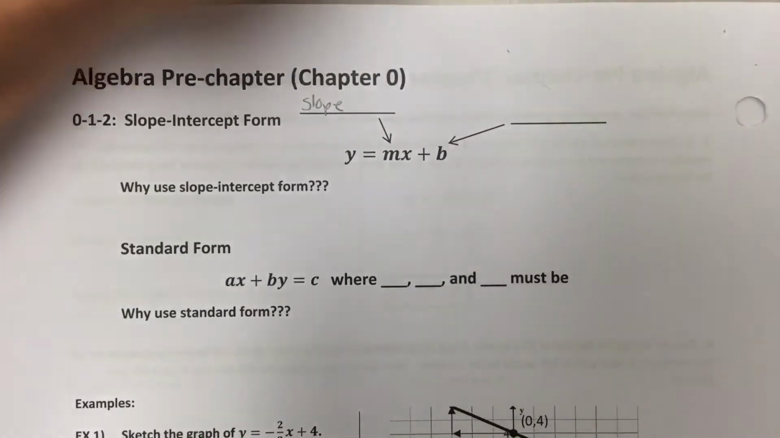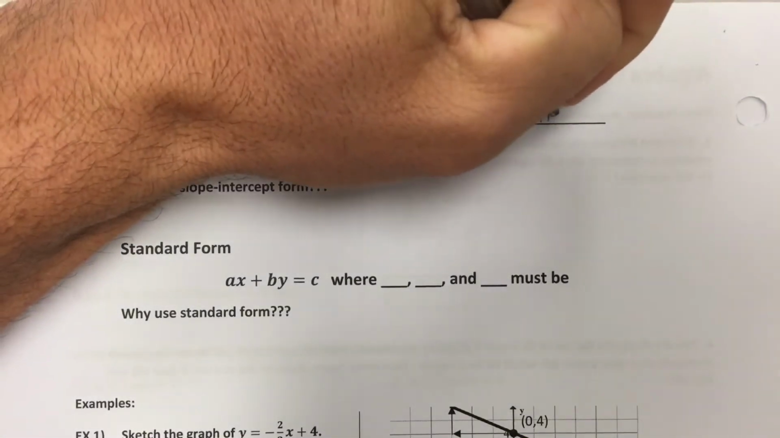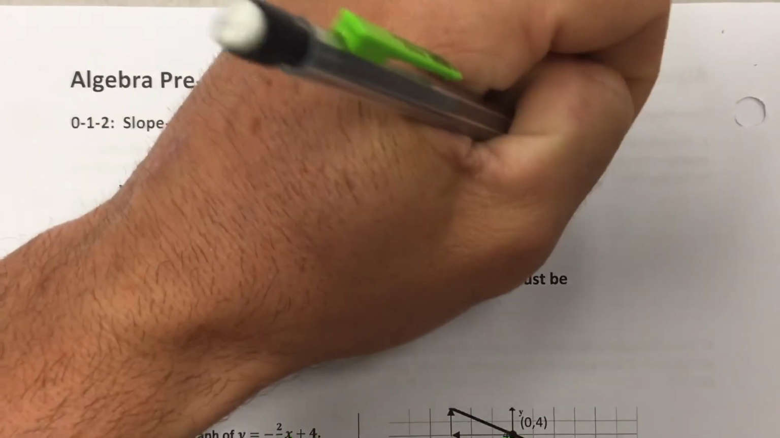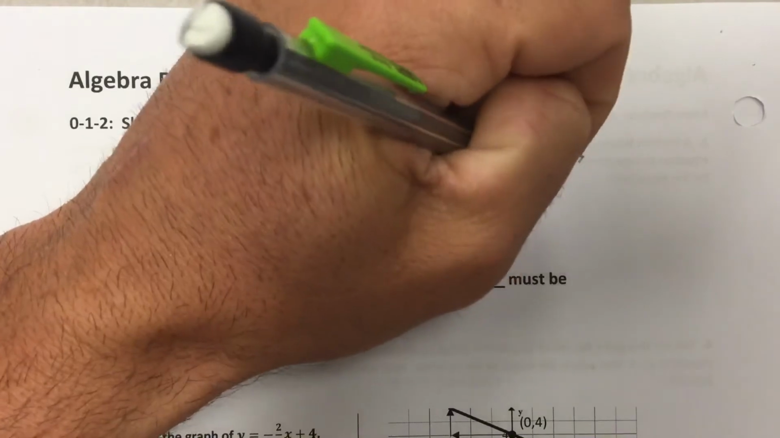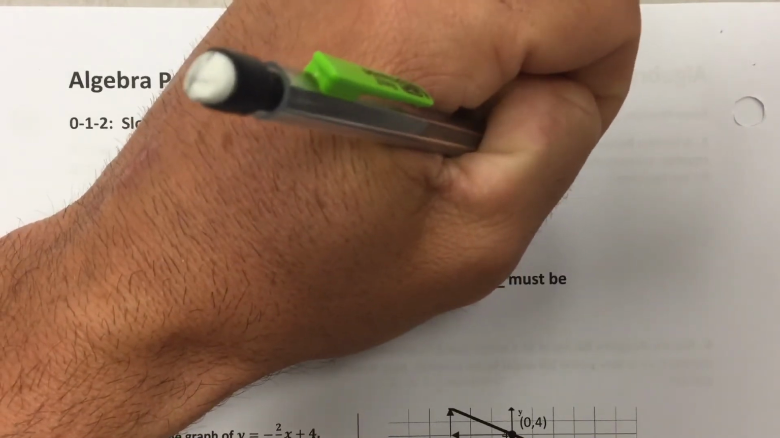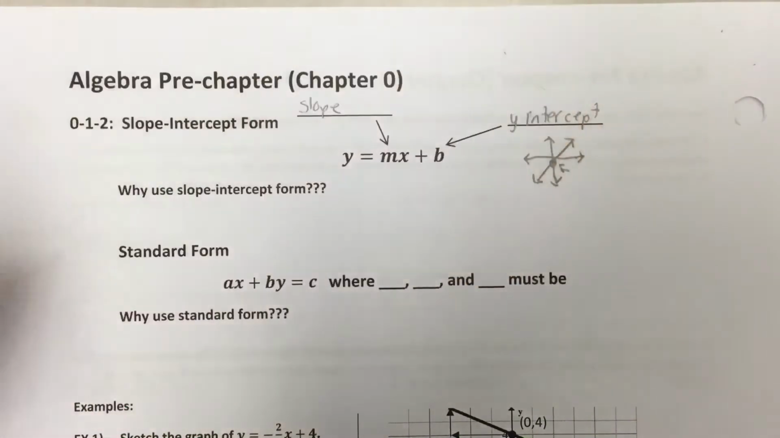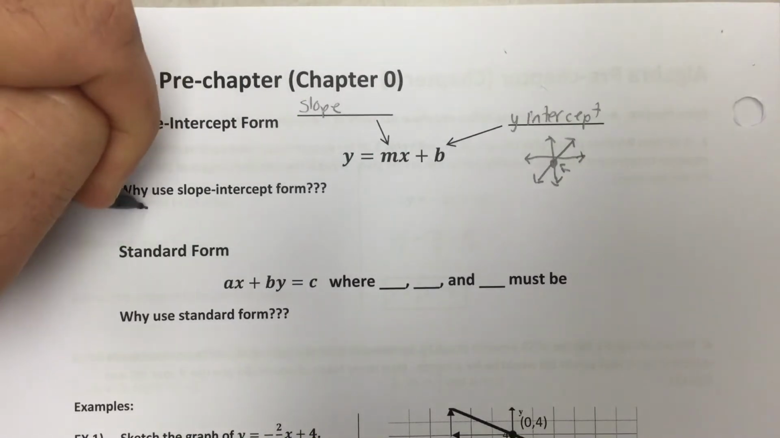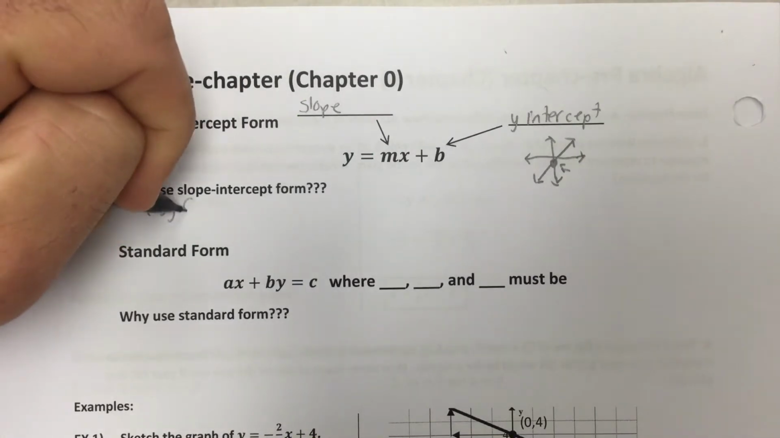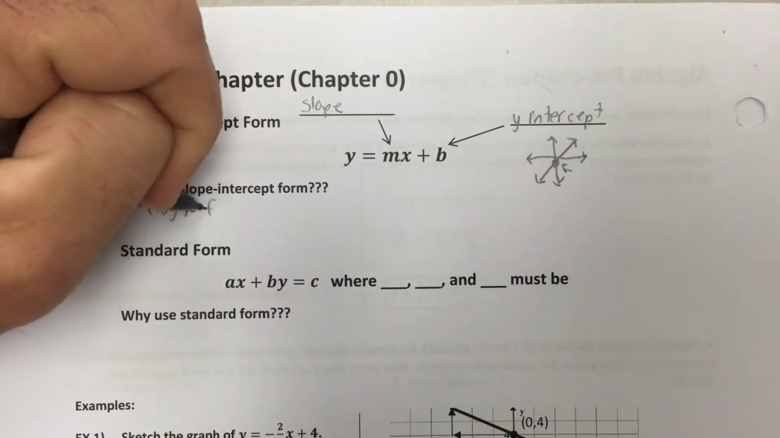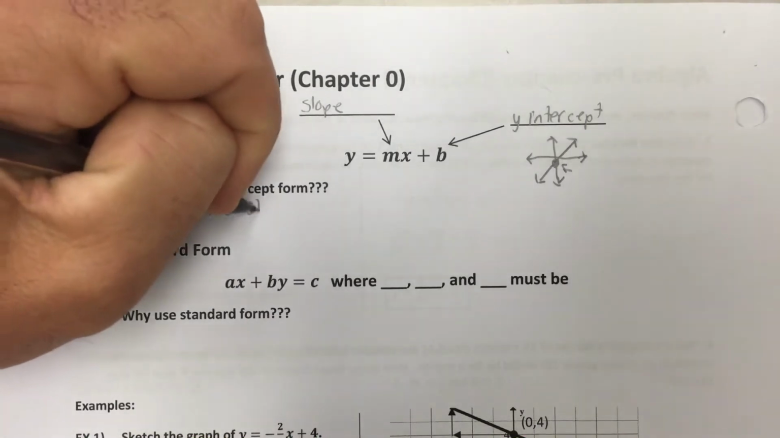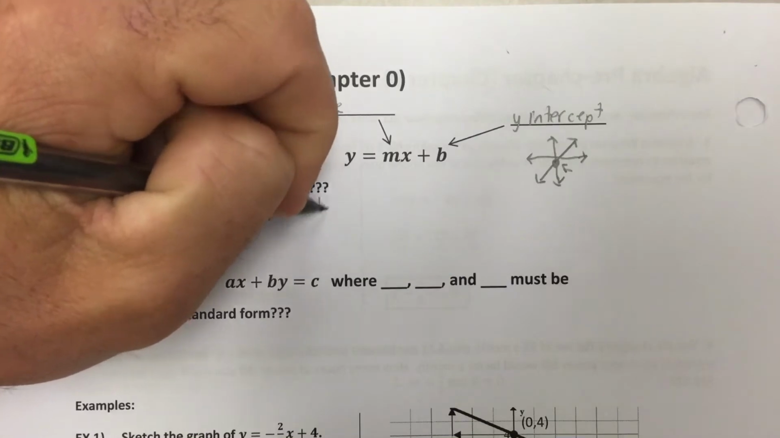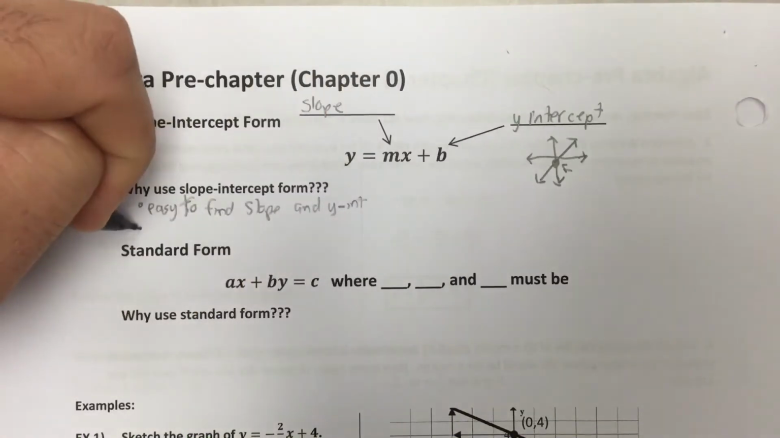B is your y-intercept. And if you forget what a y-intercept is, it's where the graph crosses the y-axis. So it's crossing the y-axis right there. That would be our y-intercept. Why do we use slope-intercept form? Well, it's easy to find the slope and the y-intercept, which makes it easy to graph.